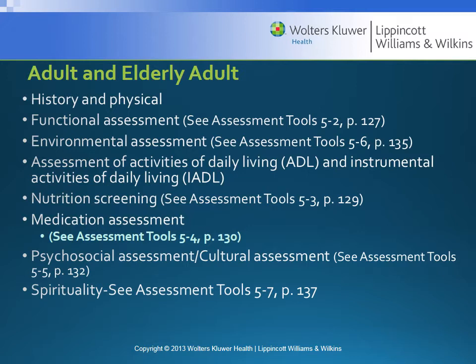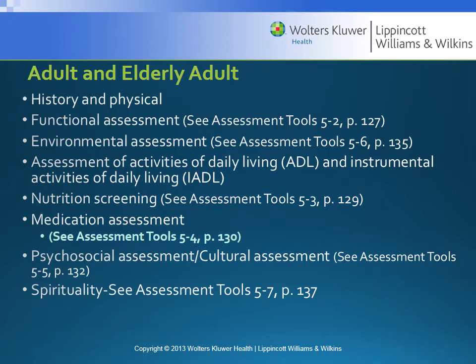The nurse would also assess activities of daily living as well as instrumental activities of daily living. And then the nurse would perform a nutrition screening. That would be on page 129, 5-3. This nutrition screening looks at food intake, weight loss, mobility, any psychological stress or disease, neuropsychological problems, and also the body mass index. The nurse would also perform a medication assessment.